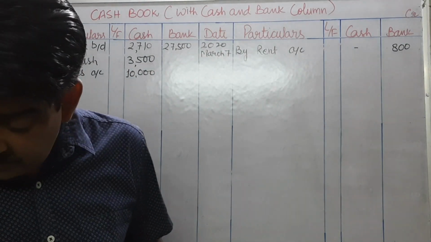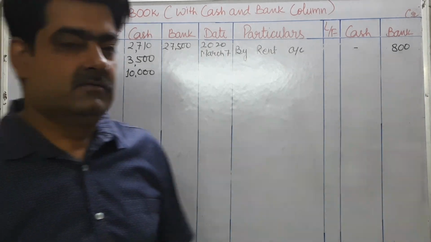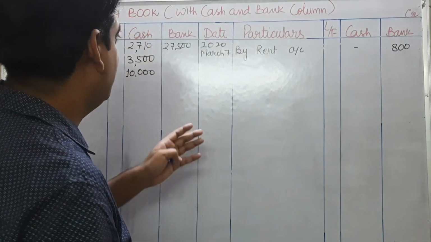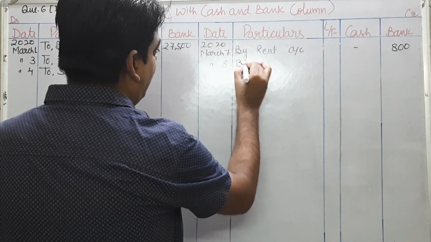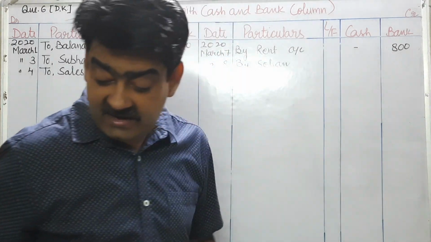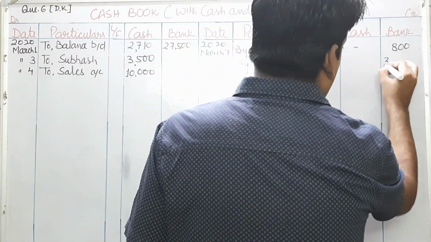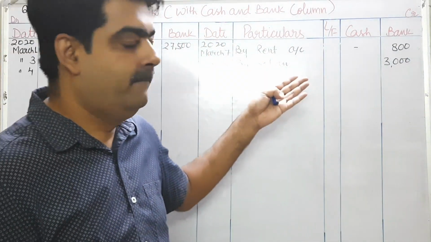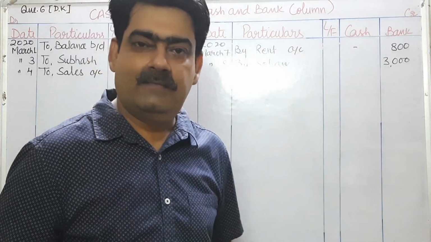Next is March 8, paid Sohan by check, 3,000. So this time we are paying the amount to Sohan by check. So again the treatment will come in the credit side. March 8, Sohan debit to bank, by Sohan. And again, my dear students, this time the treatment will come in the bank column because we are paying the amount to Sohan by check. So Sohan debit to bank account, by Sohan, and the amount will come in the bank column.